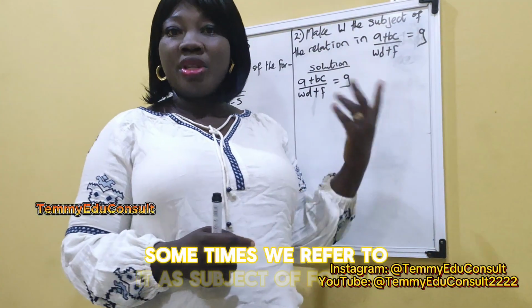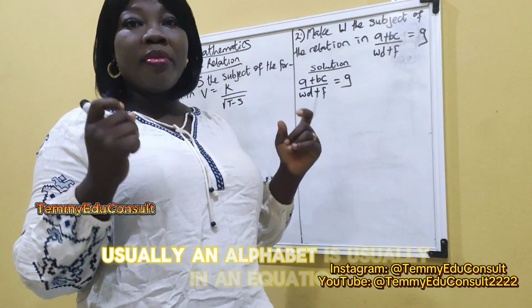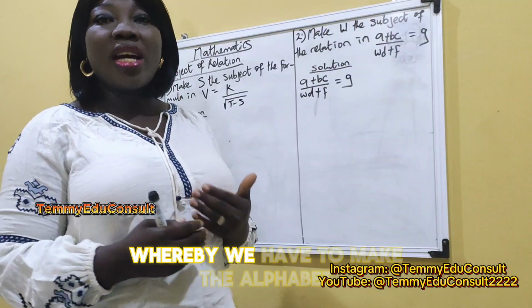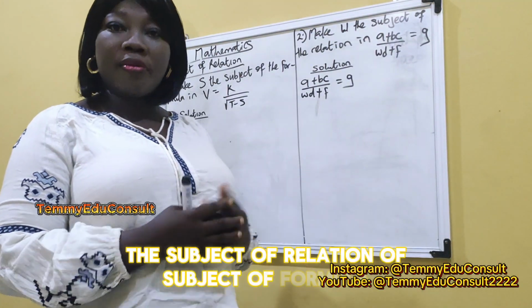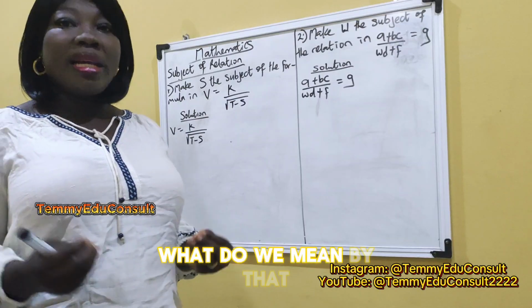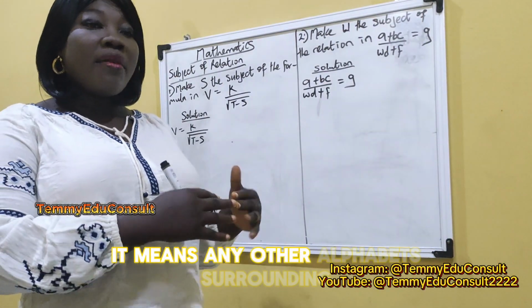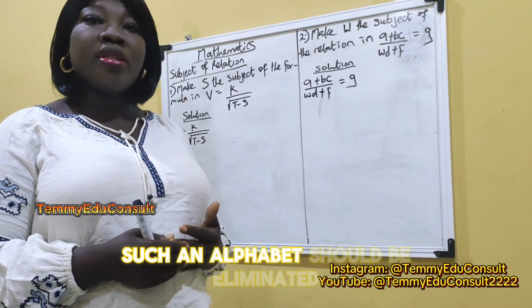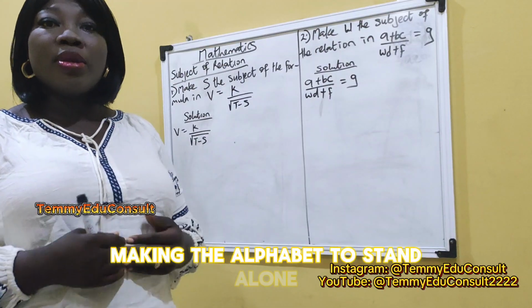Today we want to look at the subject of a relation. Sometimes we refer to it as the subject of a formula. Usually there is an alphabet in an equation, and you will be asked to make that alphabet the subject of the relation or subject of the formula. What do we mean by that? It means any other alphabet surrounding such an alphabet should be eliminated, making that alphabet stand alone.